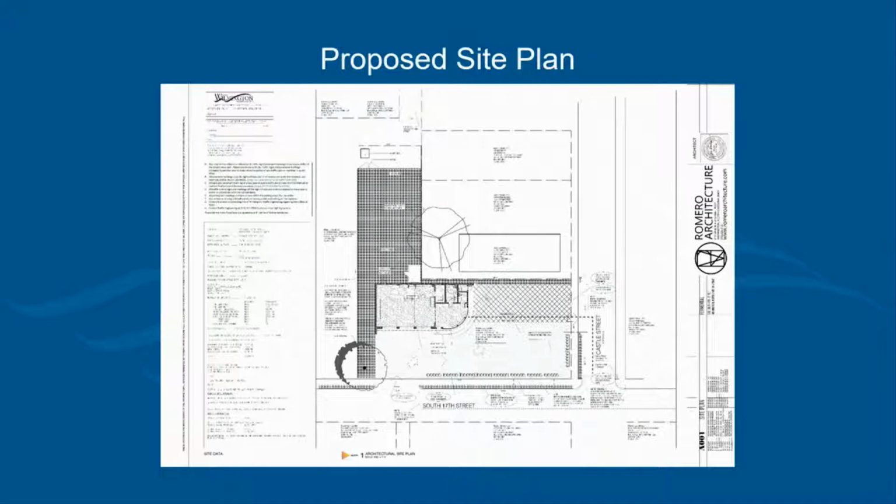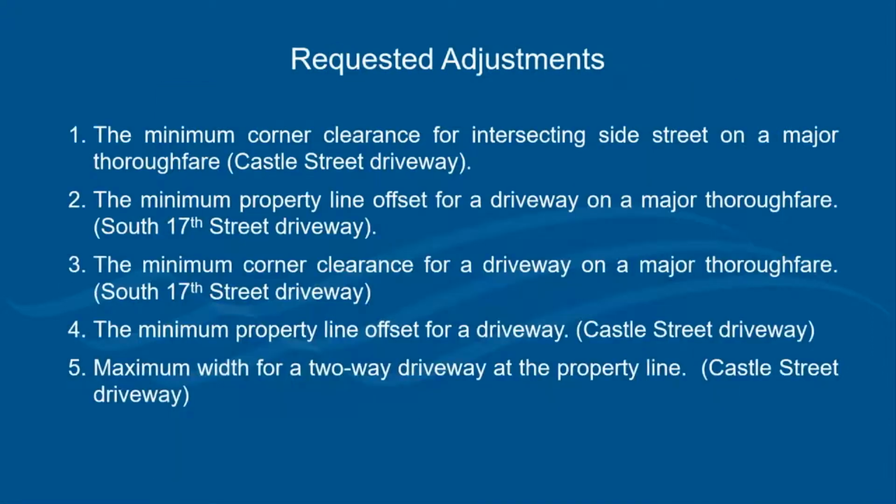The first one is the minimum corner clearance of an intersecting side street on a major thoroughfare. The applicant proposes 38 feet, and I believe it's a 60-foot requirement. As a reason for the waiver, the driveway is existing and functional. The second one is a minimum property line offset for the South 17th driveway. I think the minimum is 75 feet and the actual proposed is 10 feet. The third is a minimum corner clearance for a driveway on a major thoroughfare, which is also South 17th. The minimum is 230 feet, and I believe the applicant proposes 109 feet.